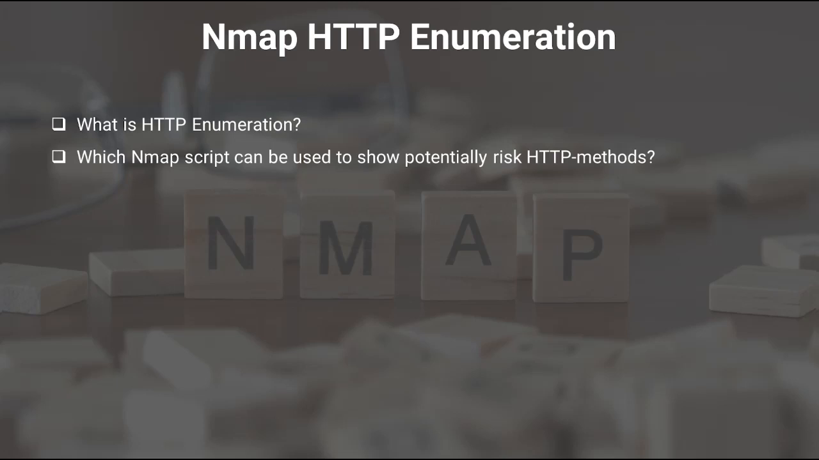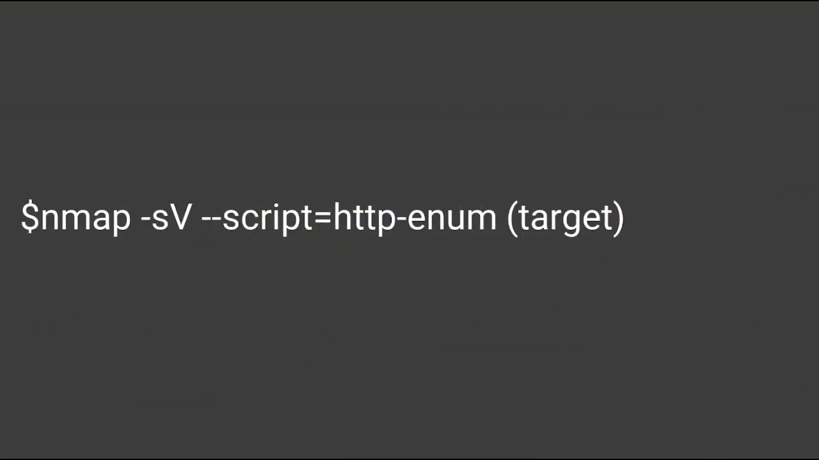The next question is, which Nmap script can be used to show potentially risky HTTP methods? We're going to show an example on the next slide and run the command in our terminal. Here's the script: nmap -v --script http-enum, and we're going to use this script on our target.